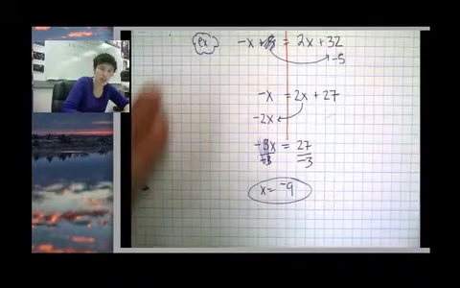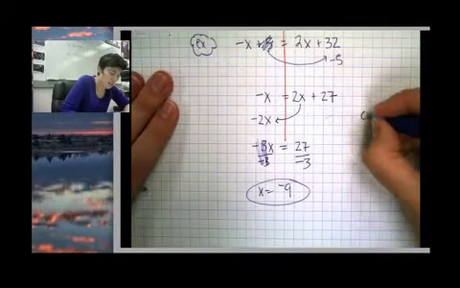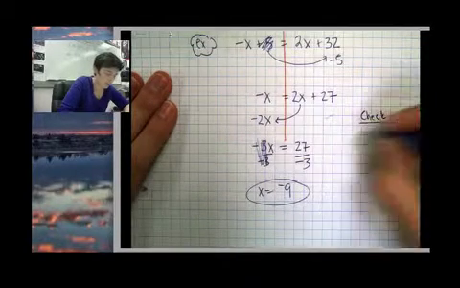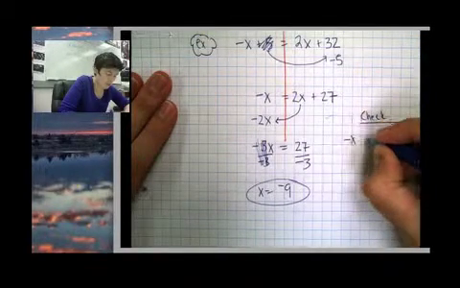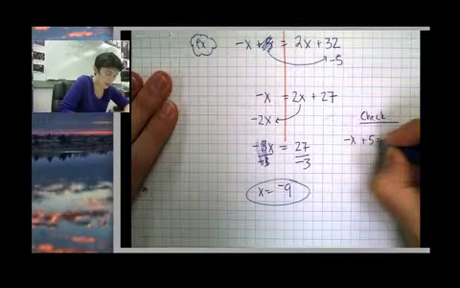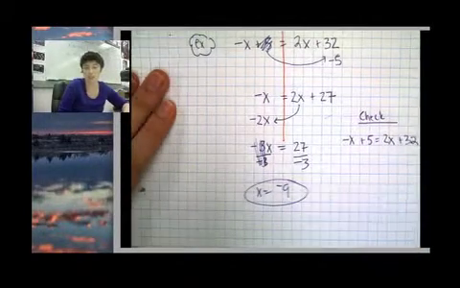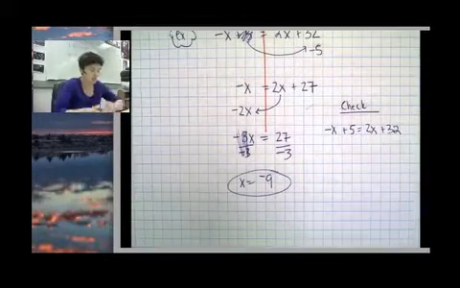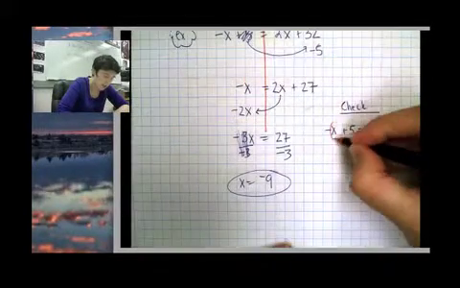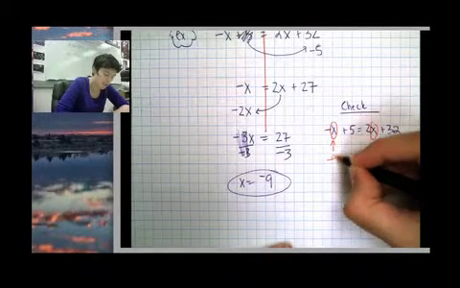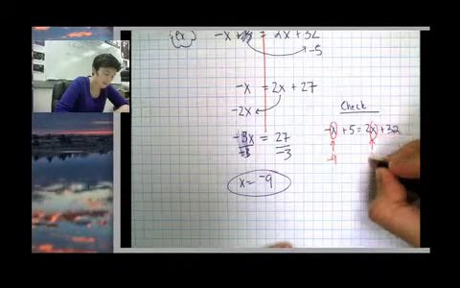So let's go do our check since we're working on that. Here's my check. The first thing I do is copy the problem. So remember it was negative x plus 5 equals 2x plus 32. And we think we figured out the answer. We think it's negative 9. So I'm going to circle these x's, and I'm going to put negative 9 in there. Put a negative 9 there, and I'm going to put a negative 9 there.